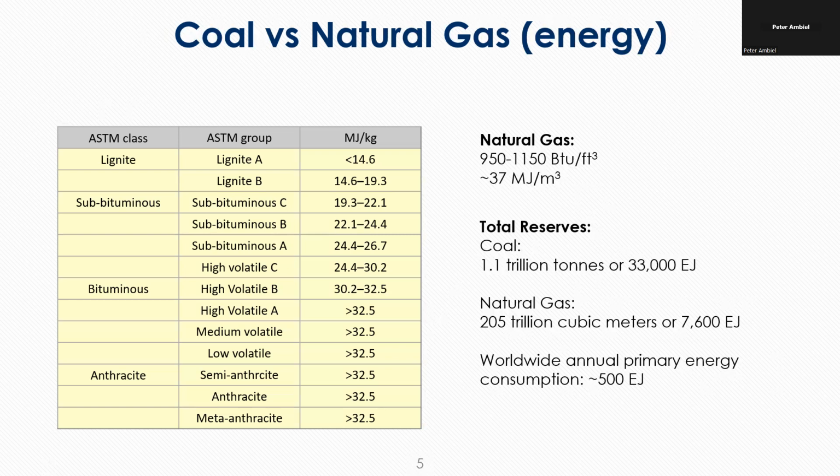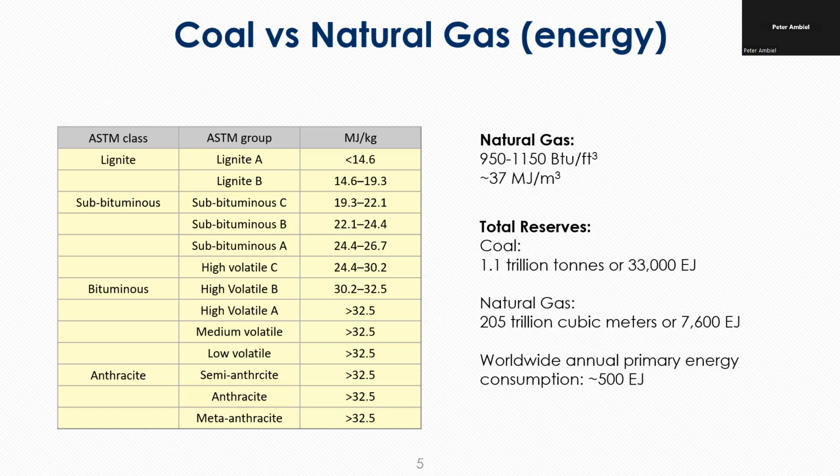Total reserves of coal is something like 1.1 trillion tons, or about 33,000 exajoules. And natural gas, you've got about 205 trillion cubic meters, or about 7,600 exajoules. These are approximations, and the numbers that the reserves refer to often change over time. So take these with a grain of salt, although it's not going to change dramatically, right? Your reserves might go up slightly, but generally, especially if we're talking about order of magnitude, it won't ever look too different from this.